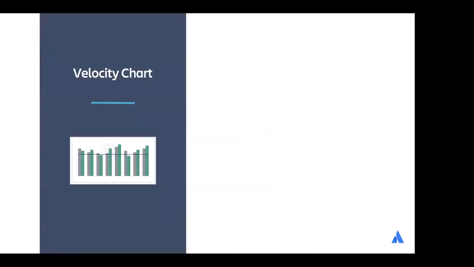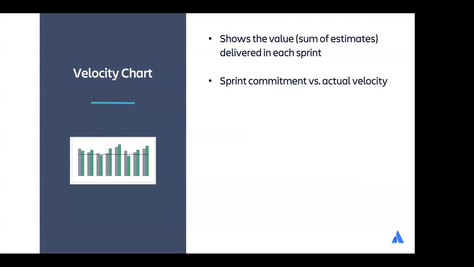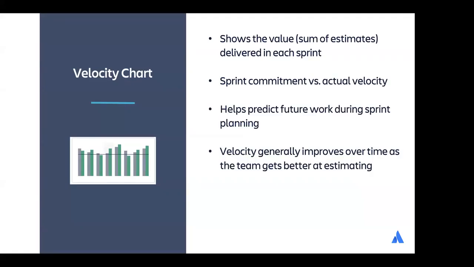All right, we're getting into the last report, the velocity chart. This one, hopefully everybody knows, shows you the sum of your estimates delivered in each sprint. It shows you what's been committed versus what's actually been delivered, helps you predict in planning, and it generally, hopefully, improves over time as the team gets better at estimating.